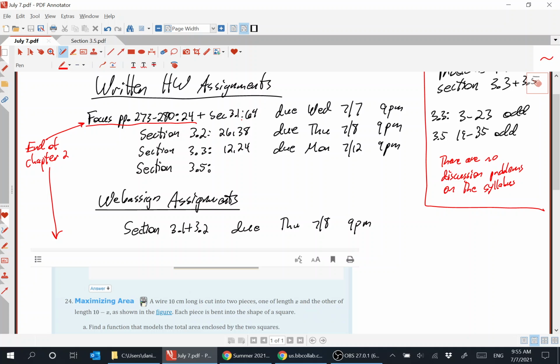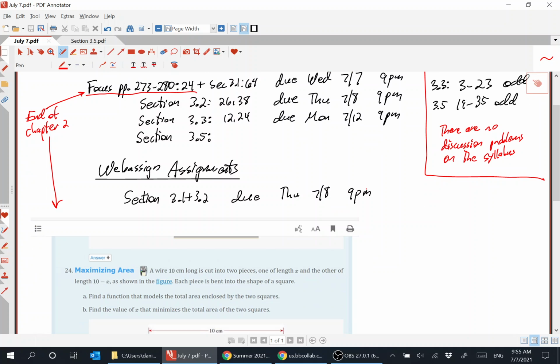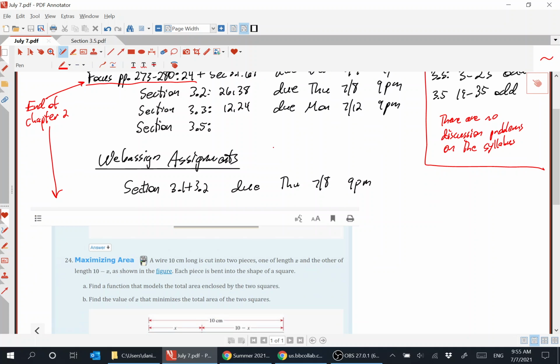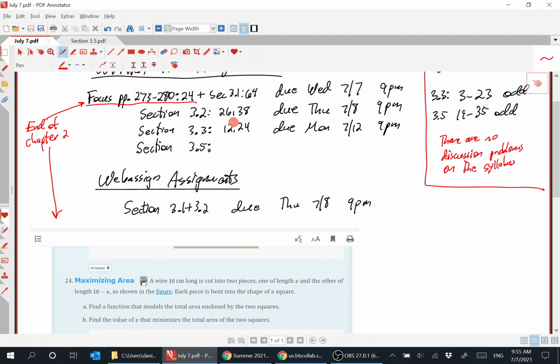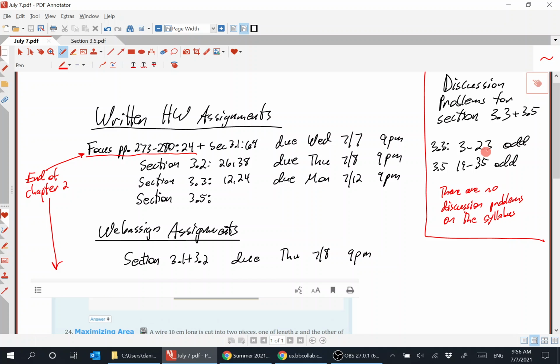You also had section 3.1, the first go at it, due last night. So I'll get that graded for you today, hopefully, and get it back to you. And we have the assignments for 3.2 and 3.3 here. We still need to go over some more stuff for section 3.3. And I'll post something for section 3.5 after class. Discussion problems for sections 3.3 and 3.5 are right here.